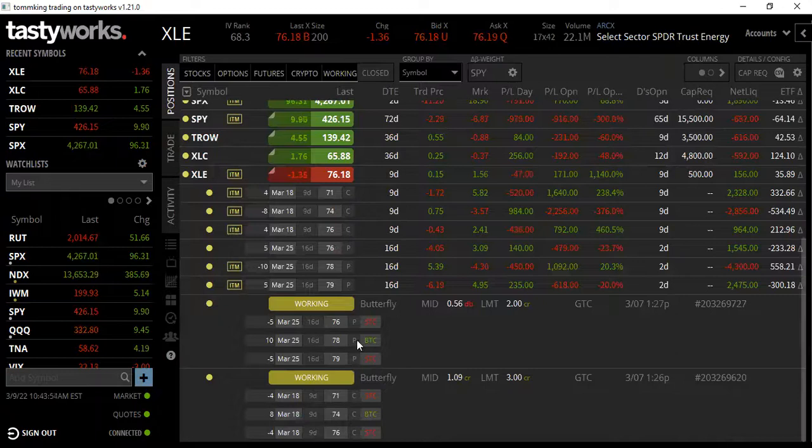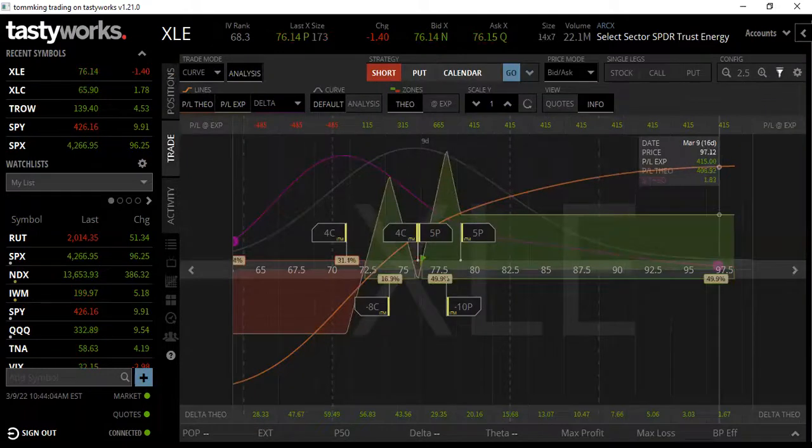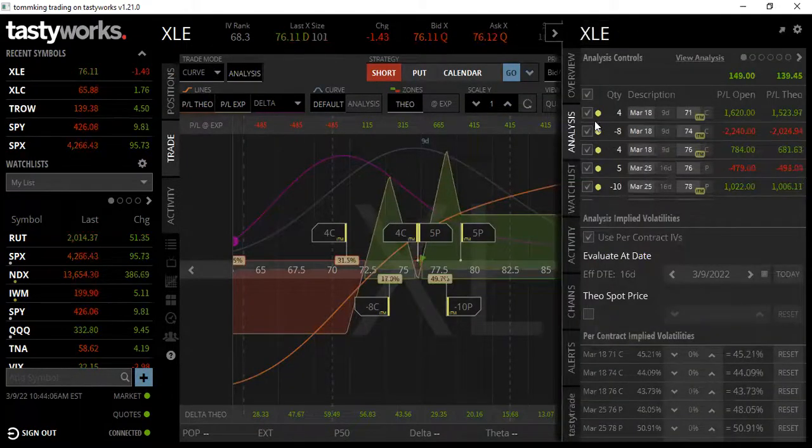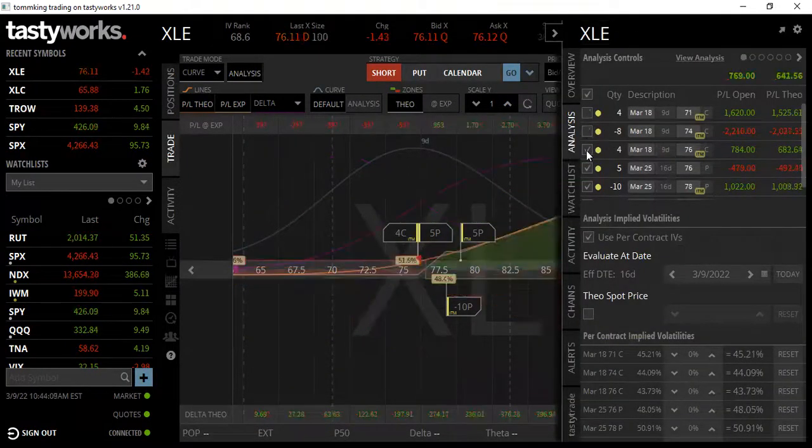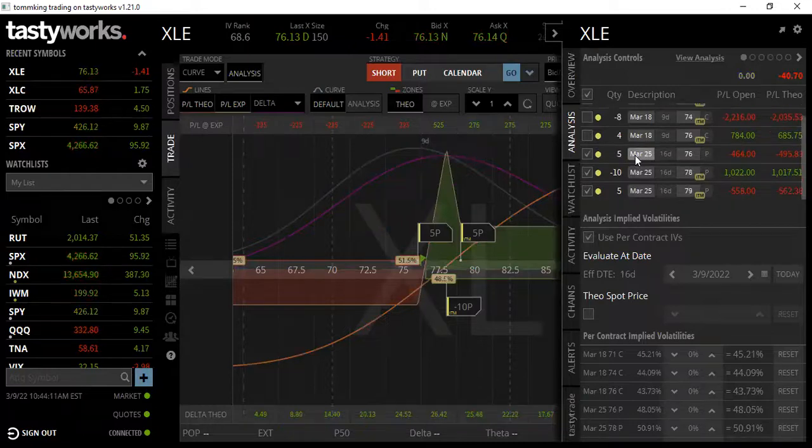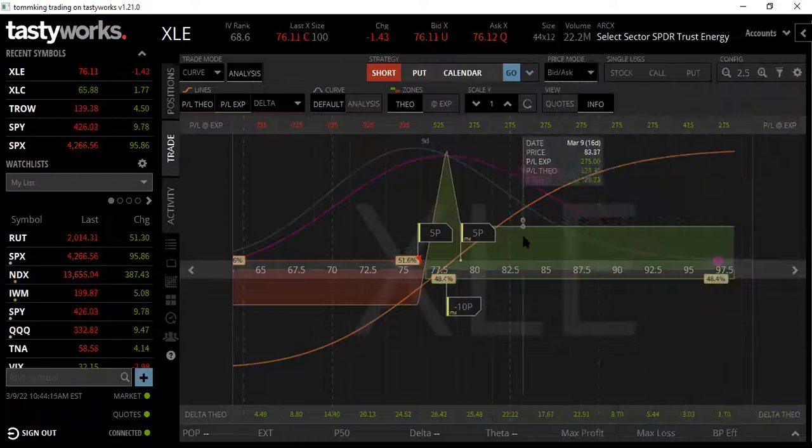So what we have on here is a butterfly right now, and then we have a broken wing butterfly that's a little nearer term that we just put on as well. So we've got two trades on in here. Let's take a quick look. So let's first look at the broken wing butterfly that we just put on in here.